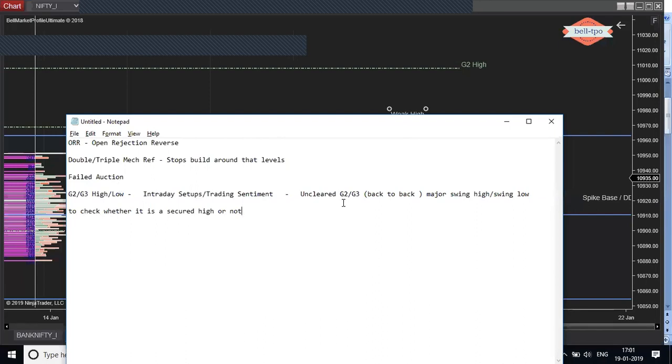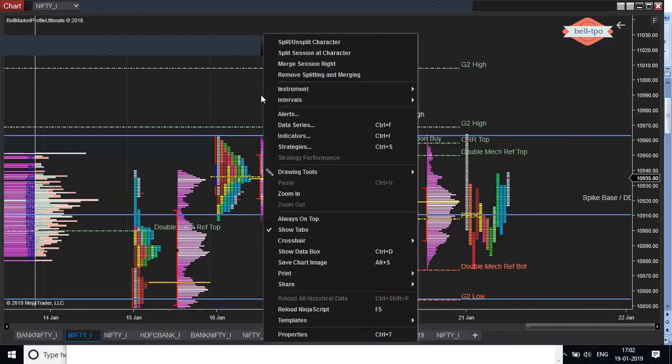Mostly if two back-to-back G2 or three back-to-back G3 come in a row, they are not a secure high. Usually they are meant for clearing those reference levels. So especially uncleared back-to-back G2 highs or G3 highs are not a secure high at all. Now we are in the process of clearing, whether in Nifty or in US markets, the back-to-back G2 high in the case of Nifty and back-to-back G3 high in ES Mini. So we use that. That is why I put a higher length.